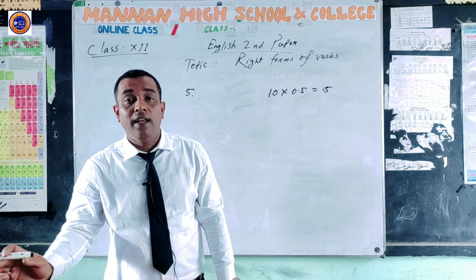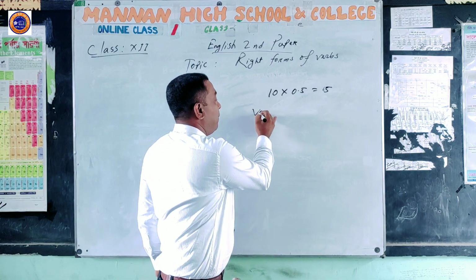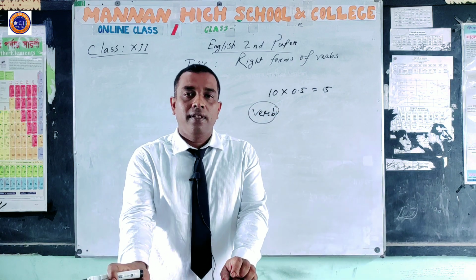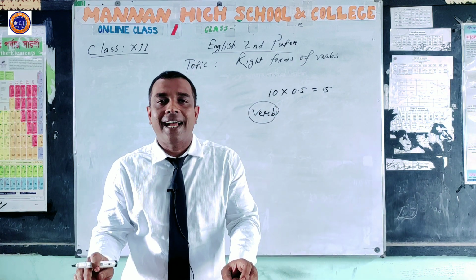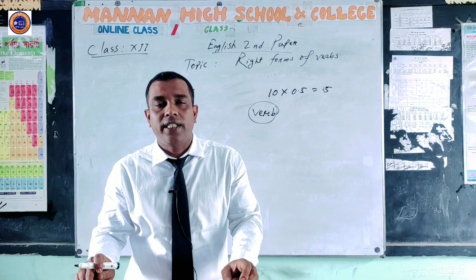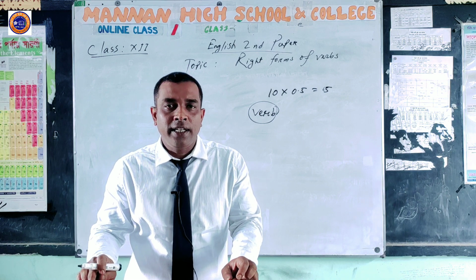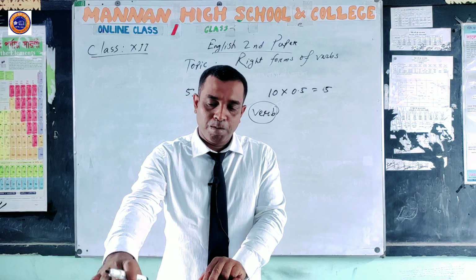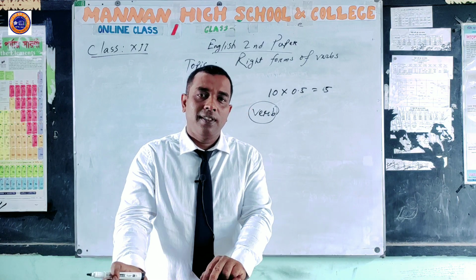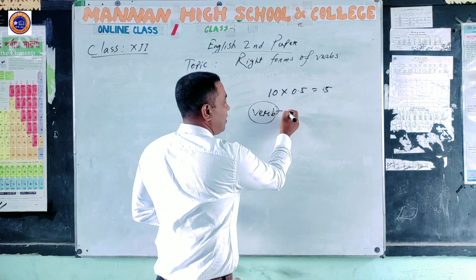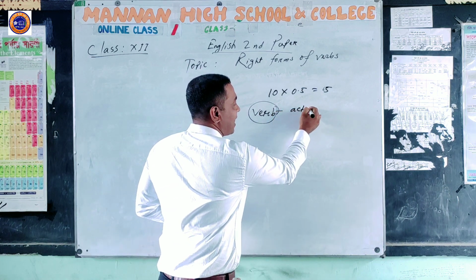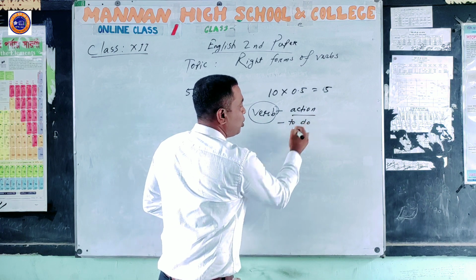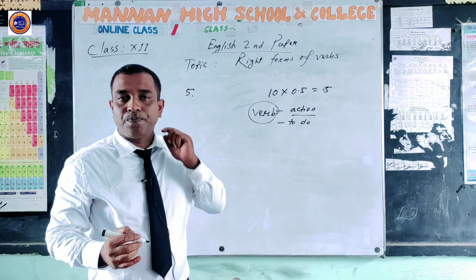Now I am going to tell what a verb means. A verb is a word used to describe the state or action, and it is the main part of the predicate. Do you understand this? So, what is a verb? A verb is an action word. That means to do something.